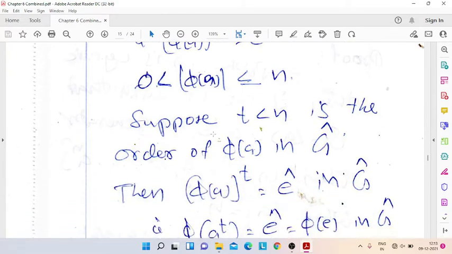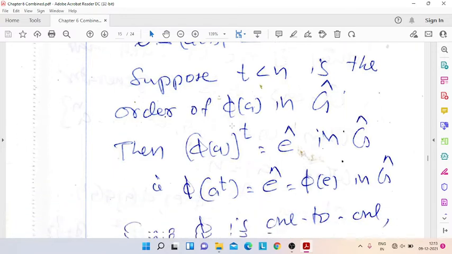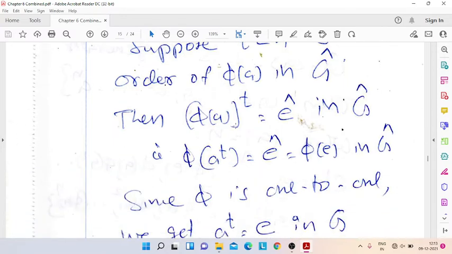Therefore, let's suppose that the order of phi A equals t, and this t is less than n. Then phi A raised to t equals E cap. It is then very clear that phi A raised to t equals E cap in G cap.